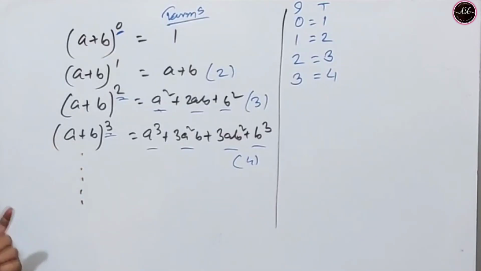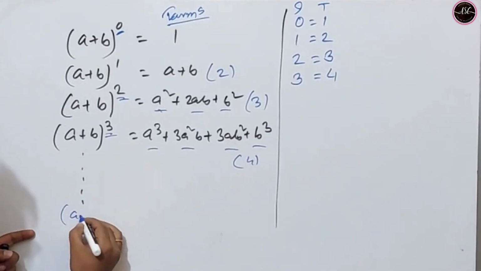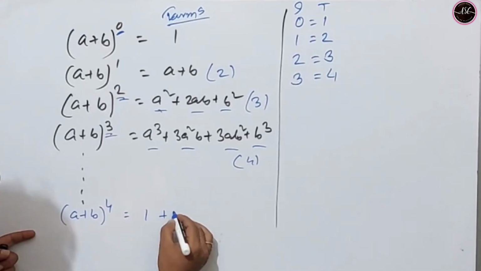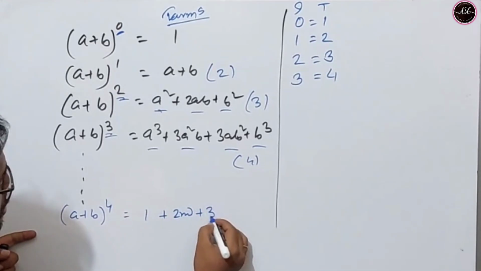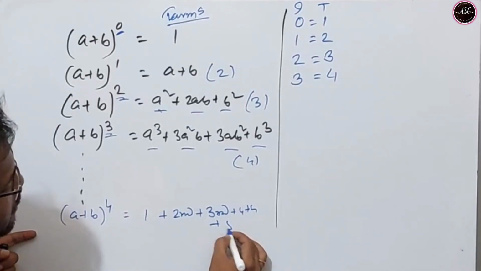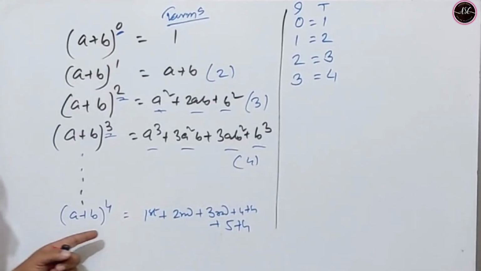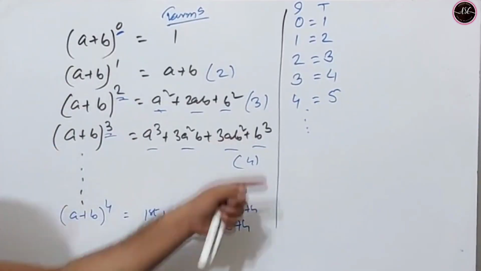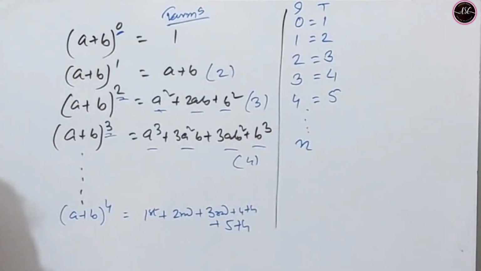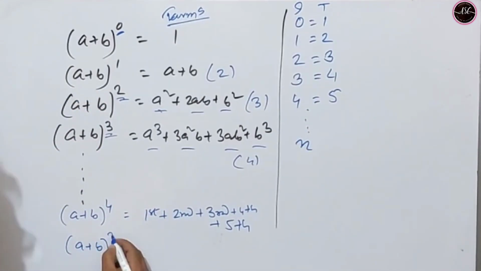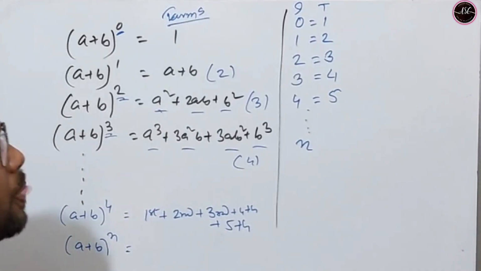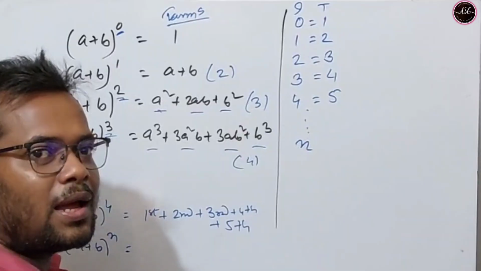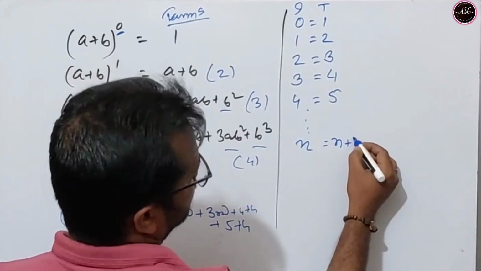Okay. So similarly, if there is a plus b to the power 4, that means there are 5 terms. First, second, third, fourth and fifth term. So when index is 4, term will be 5. In this way we can find, if there is n index, that means a plus b to the power n, we see the term will be 1 more than the index. Okay, so the number of terms will be n plus 1.